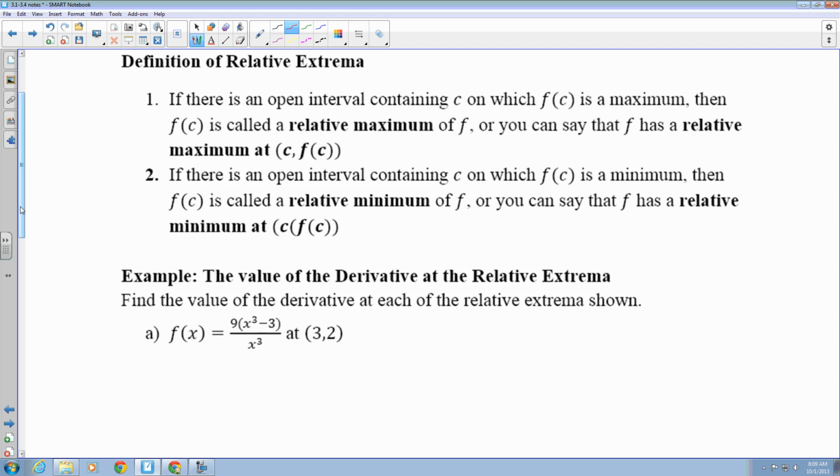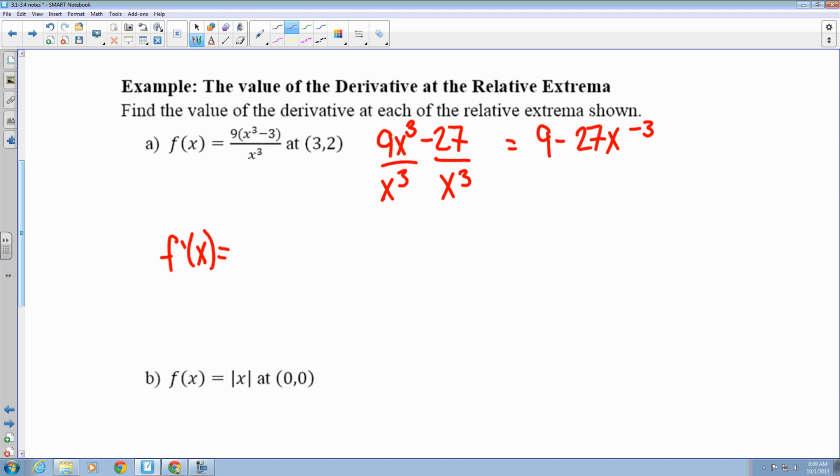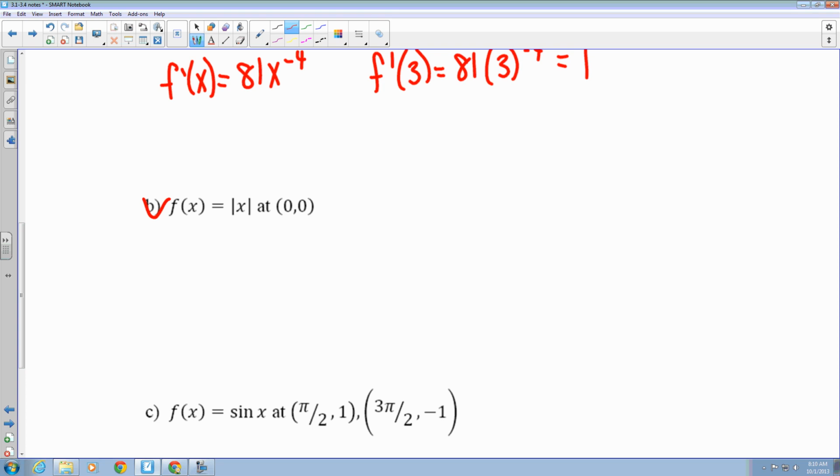So let's find the value of the derivative at each of the relative extrema shown. It's going to be easier on this one to multiply through the top and divide both terms by x cubed than do the quotient rule, but you can certainly do the quotient rule. F prime is 81 x to the negative 4th, and if you plug in 3, it's actually 1. We are going to skip the absolute value.